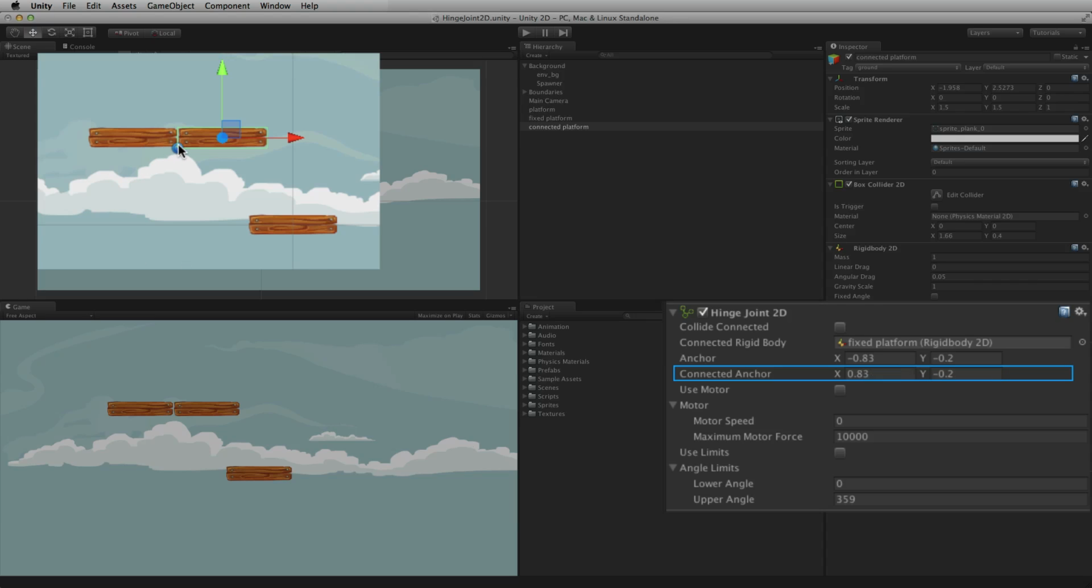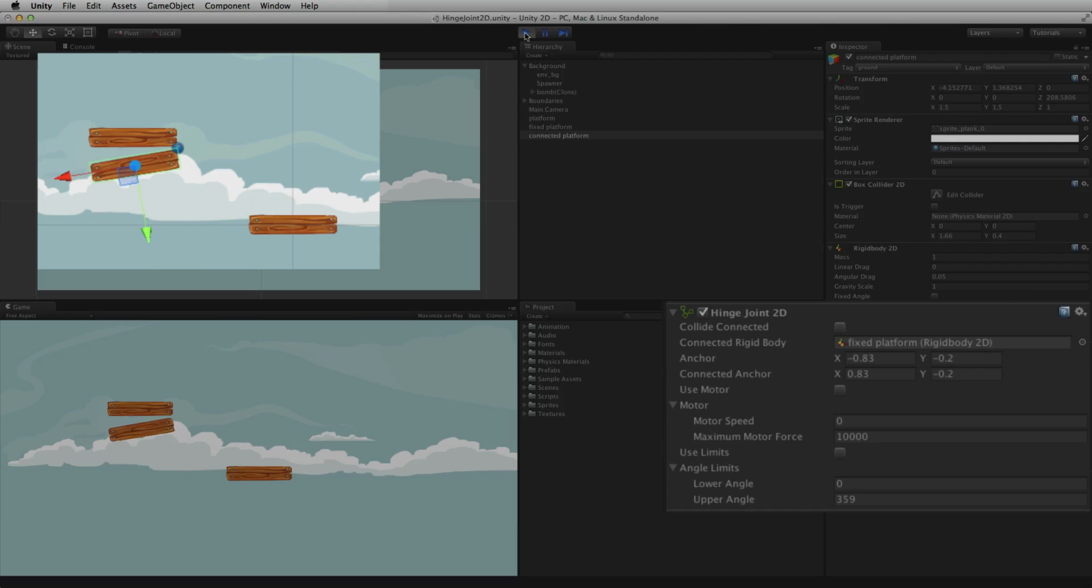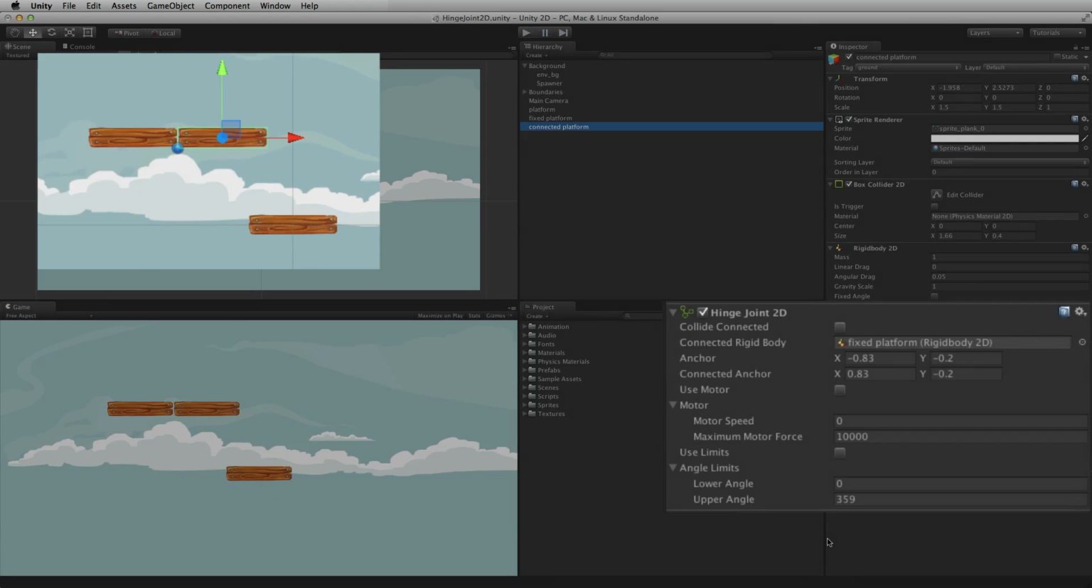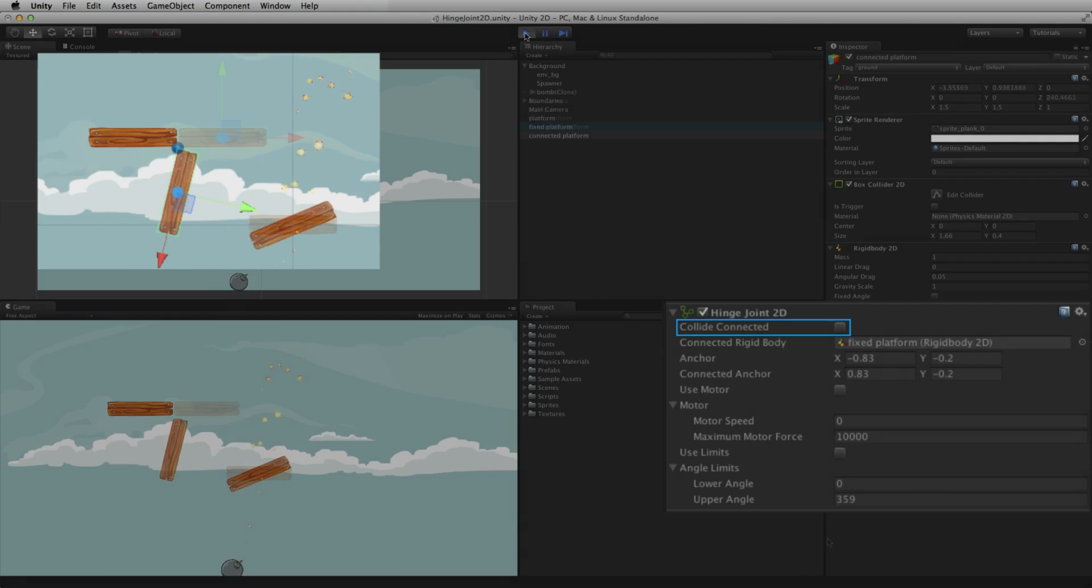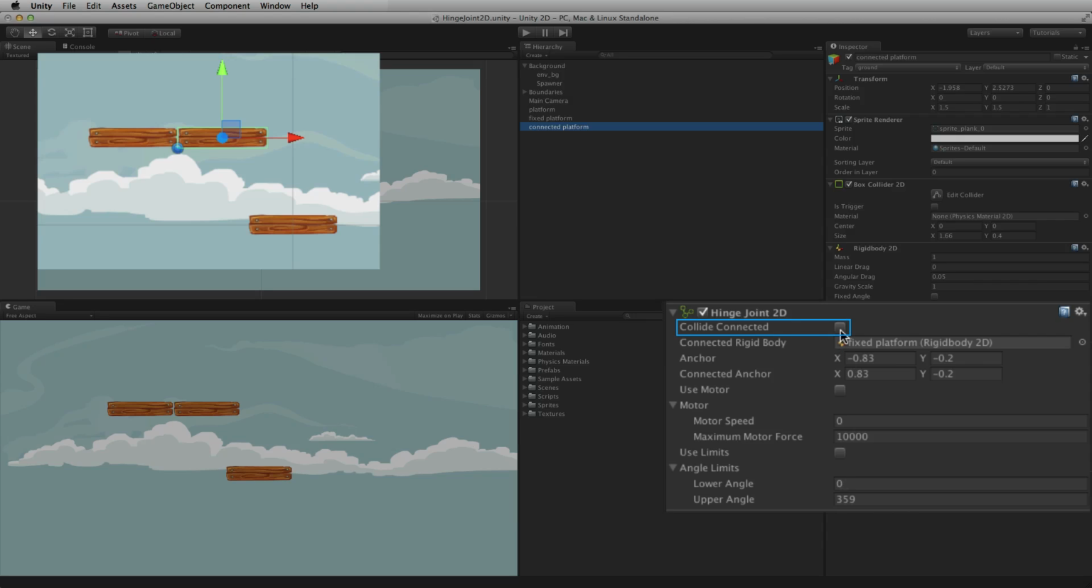When connected to the world in the scene, these values are in world space. When connected to another 2D rigid body, these values are in the connected body's local space. When rotating around another sprite, it is important to note the Collide Connected checkbox. With Collide Connected unselected, the sprite will ignore collisions with the connected sprite. To collide with the other sprite, make sure the Collide Connected is selected.